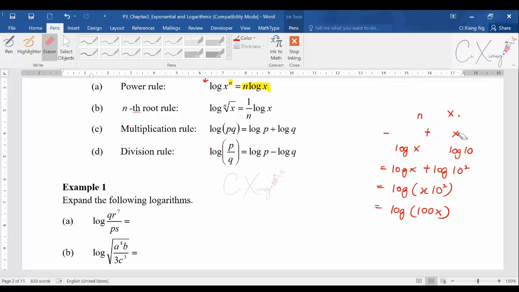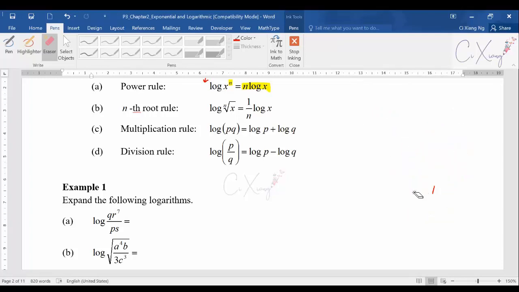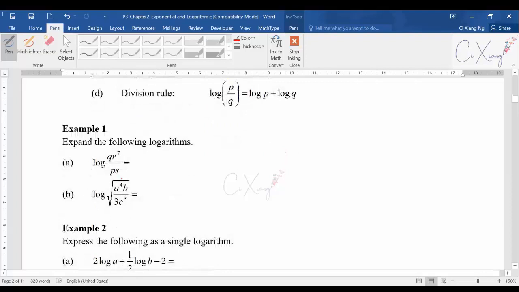Okay, so for those who learned it before, you can just skip. It doesn't matter, right? You just double check the answer. Okay, so maybe for example one, let's start. So for example one, they want to expand all the log.